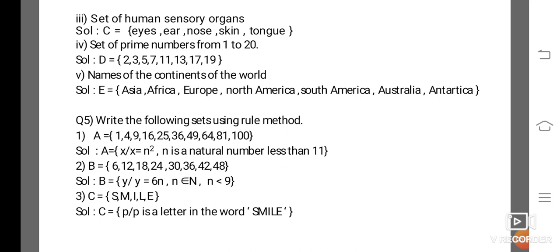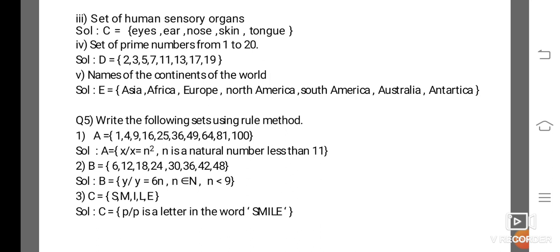Set of human sensory organs. So there are 5 organs, that is eyes, ear, nose, skin and tongue. Next question, set of prime numbers from 1 to 20. So we call it D is equal to 2, 3, 5, 7, 11, 13, 17 and 19. All these are prime numbers. Name of the continents of the world. E is equal to Asia, Africa, Europe, North America, South America, Australia and Antarctica. These are the continents of the world.